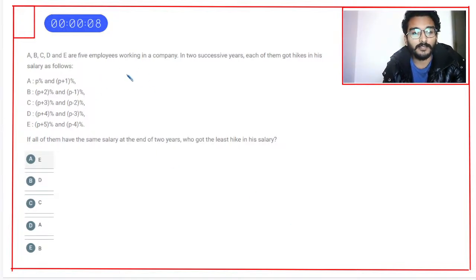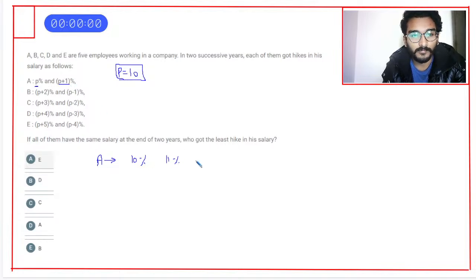You can assume anything, it is independent of the value of p. So if I assume p equals 10, then according to A, the first year is p percentage, which is 10%, and the second year is p plus 1, which is 11%. So this will be effective of how much? It is successive, so in successive, you add the percentages and then you multiply the percentages and divide by 100. You will say it is 21 plus 1.1.